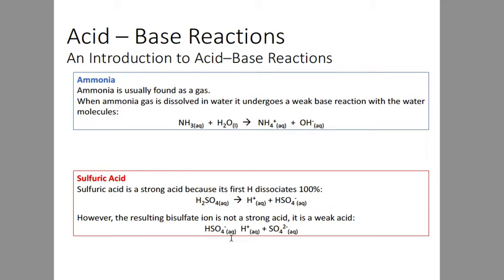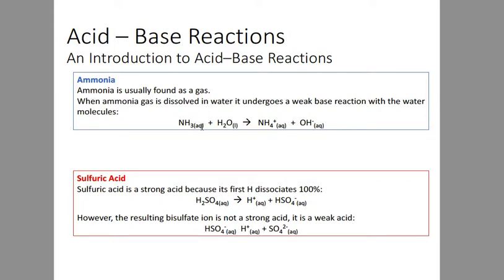Ammonia is usually found as a gas. When it's dissolved in water, it undergoes a weak base reaction with water. Ammonia is our weak base. Sulfuric acid is our strong acid.